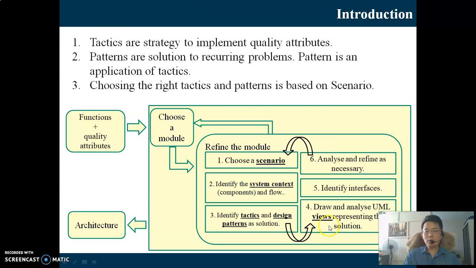Then we produce the UML diagrams representing the solution. We identify the interfaces of these components, and we further analyze and refine these components as necessary. By communicating with the stakeholders, which include the business stakeholders as well as the developer stakeholders, we can come up with an architecture that is detailed enough.